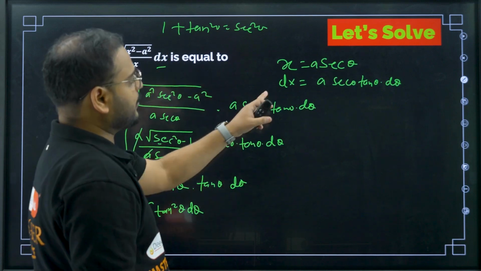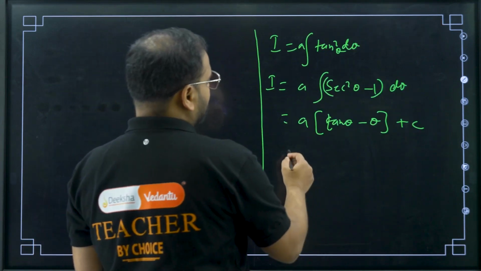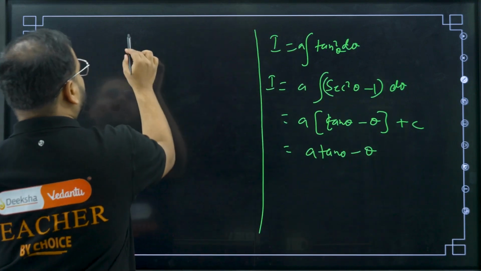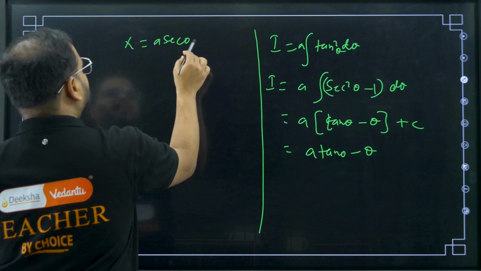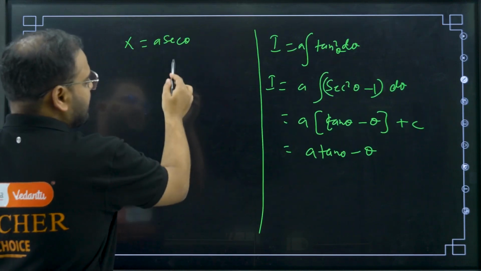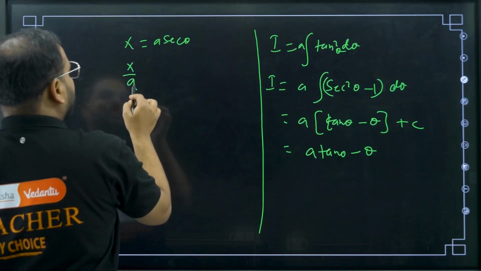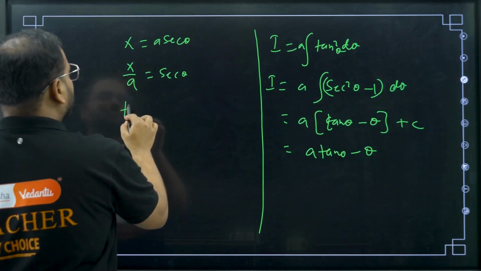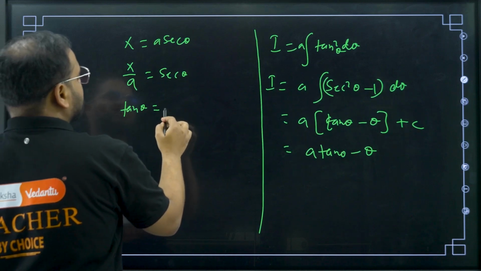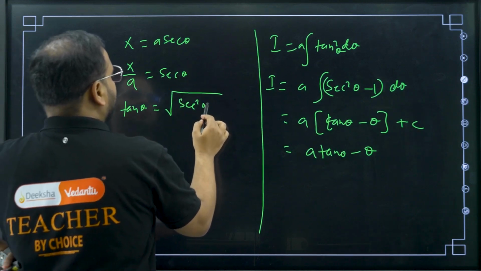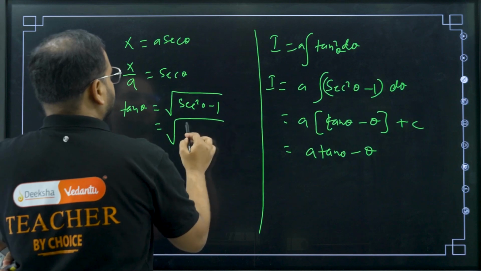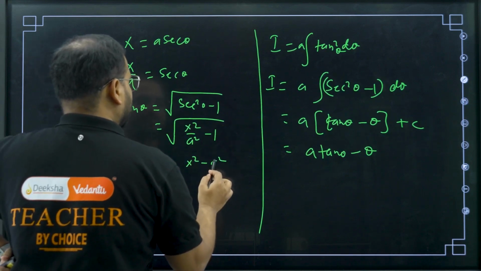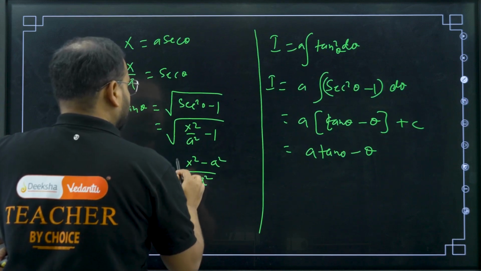But we want the value of theta from here, right? So I can find it from here, no problem. I am looking for a tan theta minus theta. What did I assume? I assumed x to be a sec theta. So x by a equals sec theta. What is my tan theta? Tan theta is simply the root of sec square theta minus 1, which is the root of x square upon a square minus 1, that is, x square minus a square upon a square in the root.